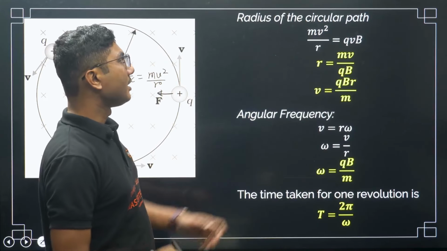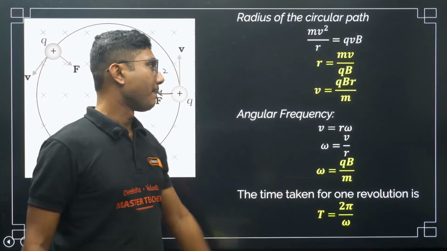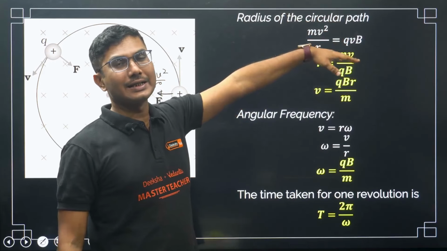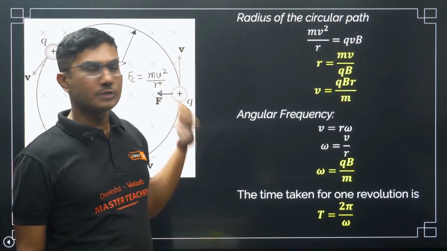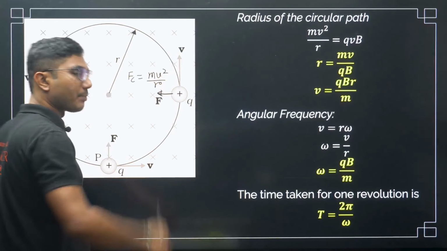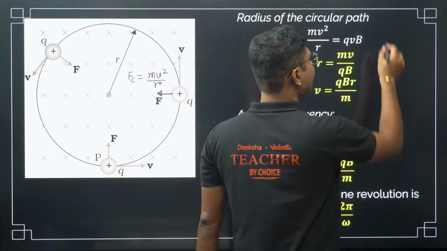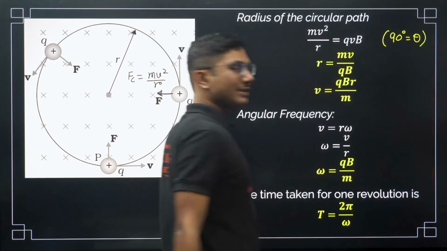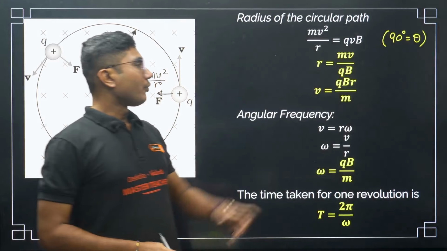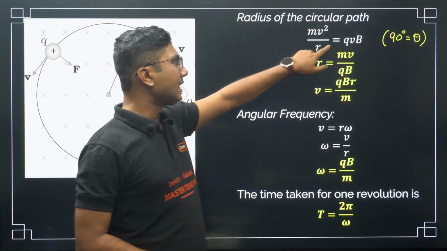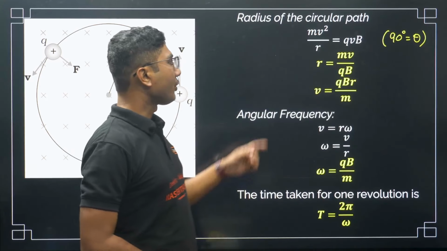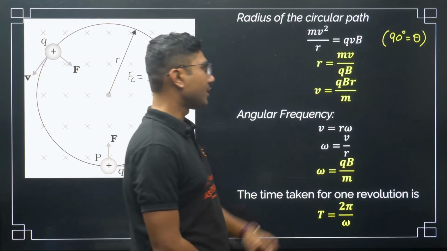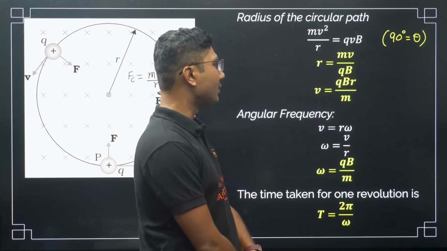So what is the centripetal force? Centripetal force is QVB sin theta, but sin theta is 1 because of perpendicular motion. In this case, V and B are perpendicular. Theta is 90 degrees, so sin theta is 1, right? So from there we can write mv square by r is equal to QVB. Okay, and if we calculate the value of r from this equation, we can see that r is equal to mv by qB.